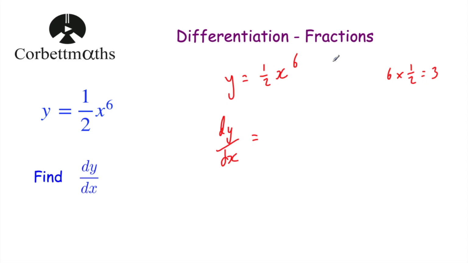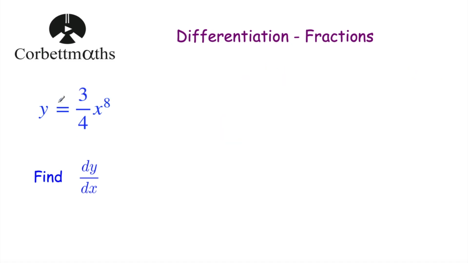So a half times 6 is equal to 3, so we're going to put 3 at the front there, and then we've got x, and then we're going to reduce the power by 1. So the power was 6, we're going to take 1 away from that, so it'll then be 5. So that means that dy by dx is equal to 3x to the power of 5. And that's it. So if we were given that y is equal to a half x to the power of 6, dy by dx would be equal to 3x to the power of 5. We've brought down the power, and then we've reduced the power by 1. Okay, let's have a look at our next question.